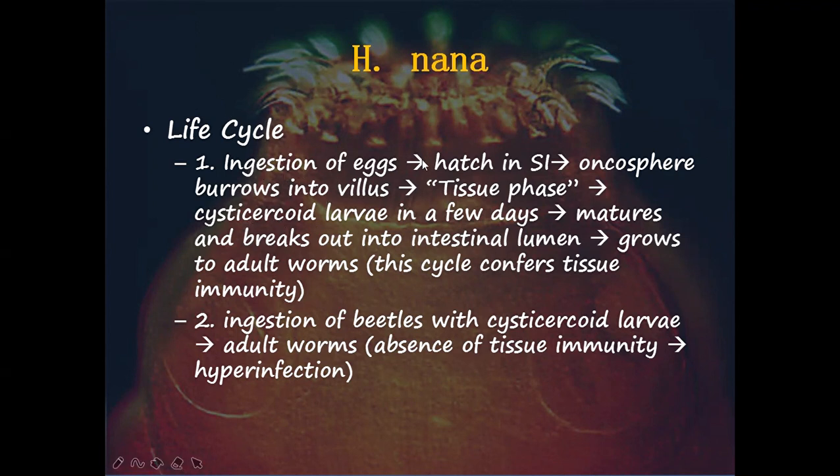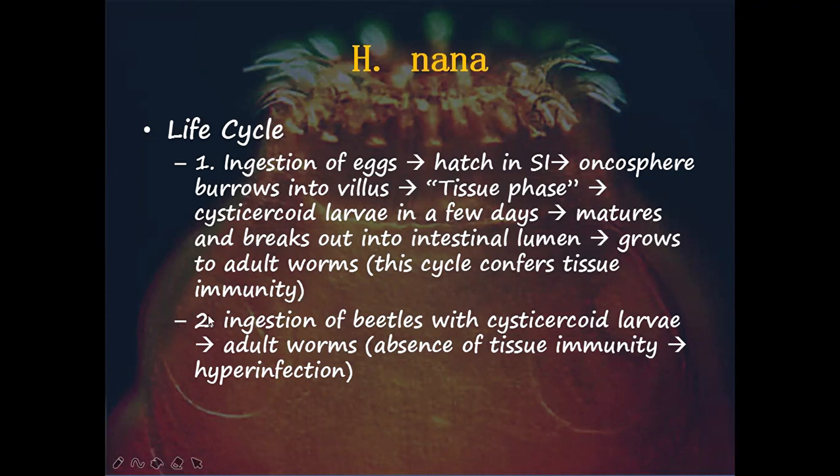So the oncosphere will become a cysticercoid larvae in a few days, and it breaks out into the intestinal lumen and grows into adult worms. Because of the tissue phase, there is the development of immunity in this type of life cycle.